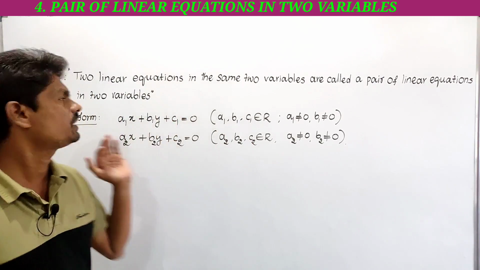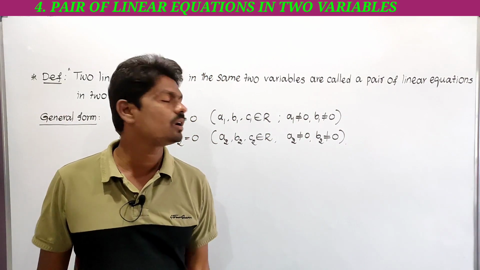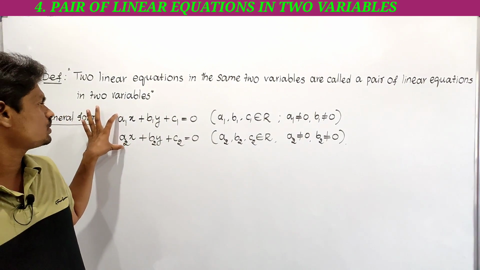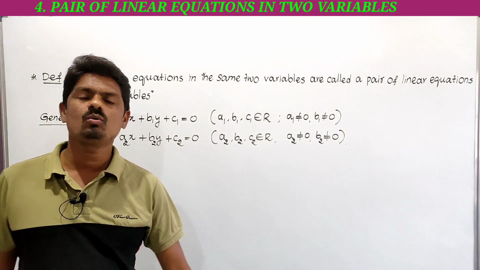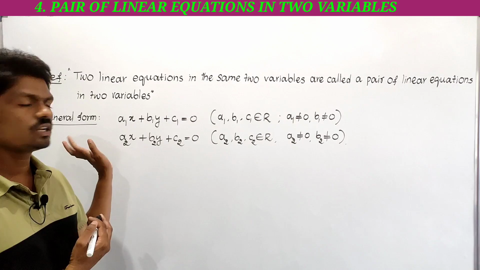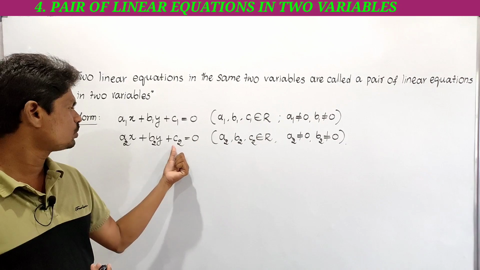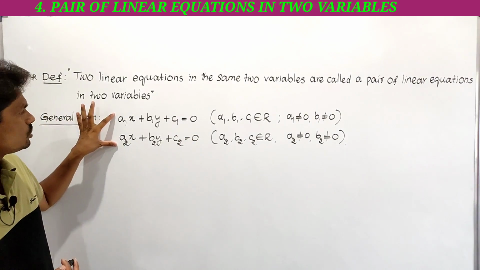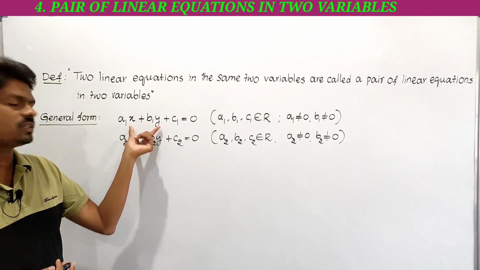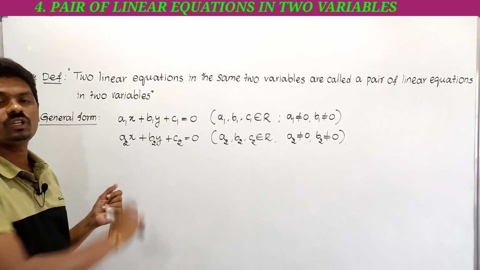How can we define it? See here, two linear equations in the same two variables are called a pair of linear equations in two variables. So two linear equations లో వేరియబుల్స్ సేమ్ ఉండాలి, అలా ఉంటే మనం pair of linear equations in two variables అంటాము. So this is the general form: a1x plus b1y plus c1 equal to 0, a2x plus b2y plus c2 equal to 0. These two are the linear equations. Here x, y, these two are variables. Here also x and y are the variables. So the variables must be the same in both the equations.